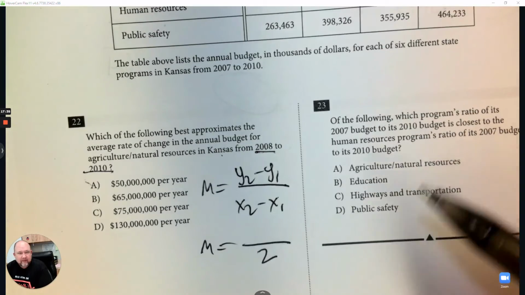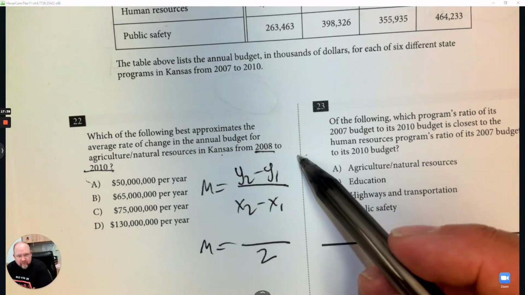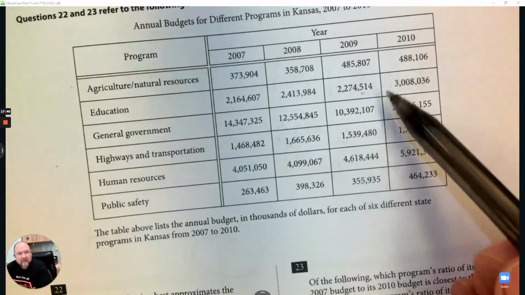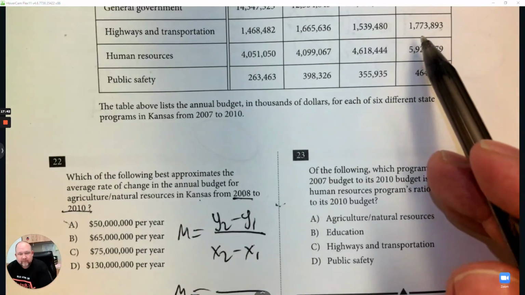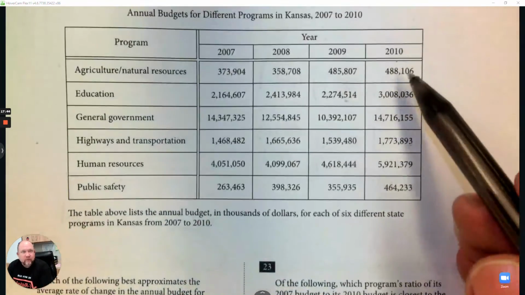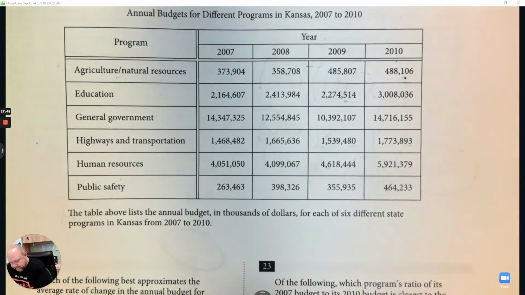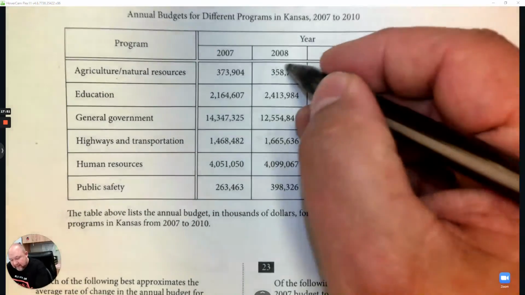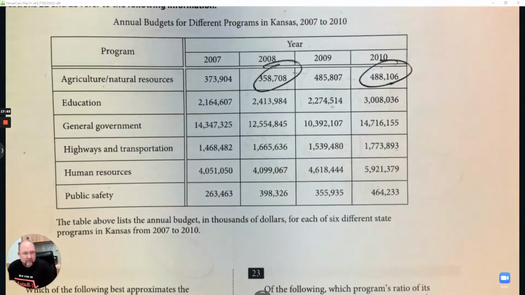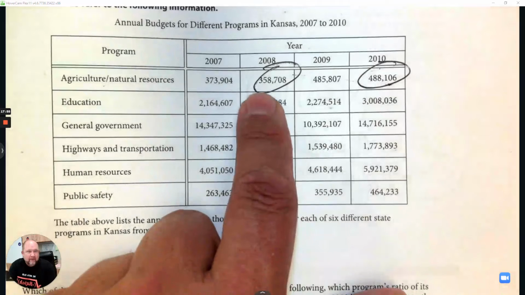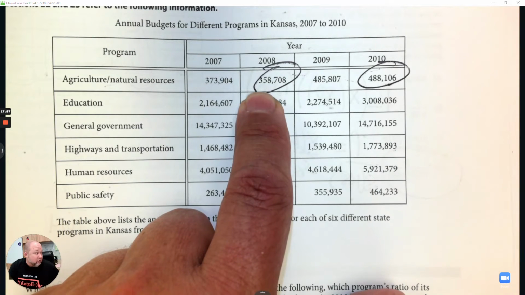And then the numerator is going to be how much? In Kansas, 2010, in agriculture, in natural resources. So agriculture, 2010, 488. I won't even write it down. Take my calculator and subtract those two numbers: 488, blah, blah, blah, 358, blah, blah, blah. Use your calculator.